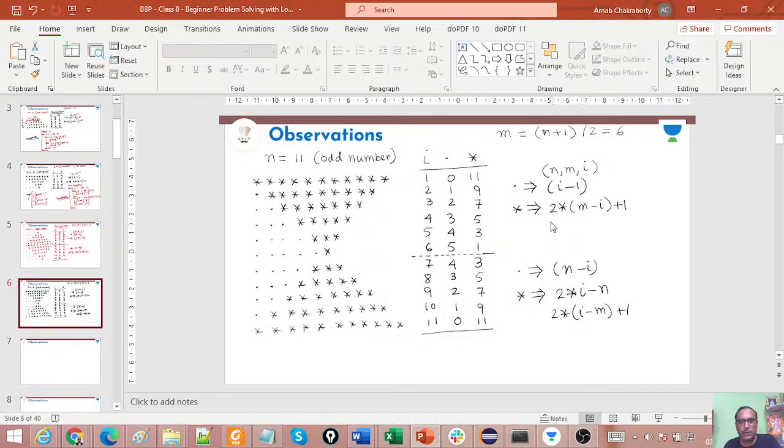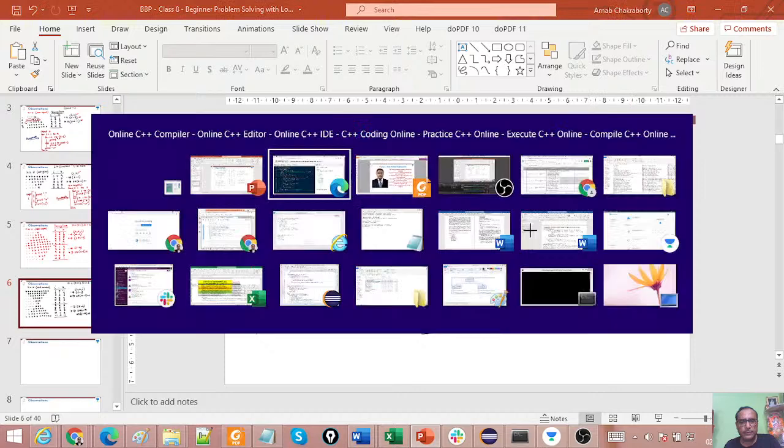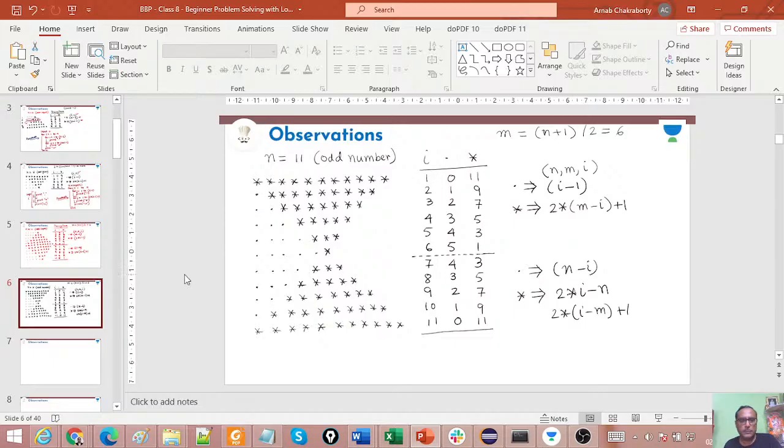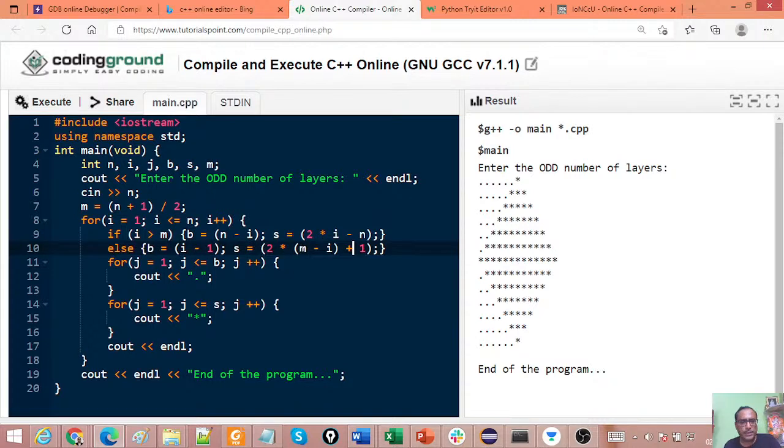Blank i minus 1, 2 star m minus i plus 1. That's the way I put the logic. Running the code. So the pattern is coming.